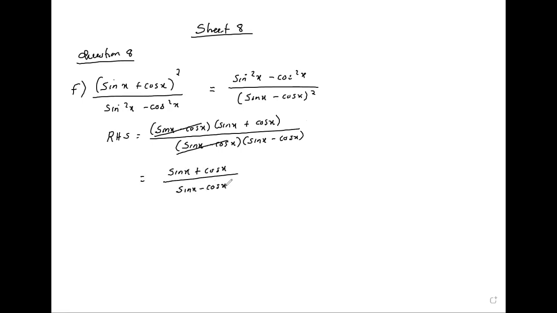So the only way we can have the square on top is by multiplying the top part by itself, which is sine x plus cos x. But if you do that, you'll be forced to multiply also the down part by the top part. Then on top, we now have sine x plus cos x.